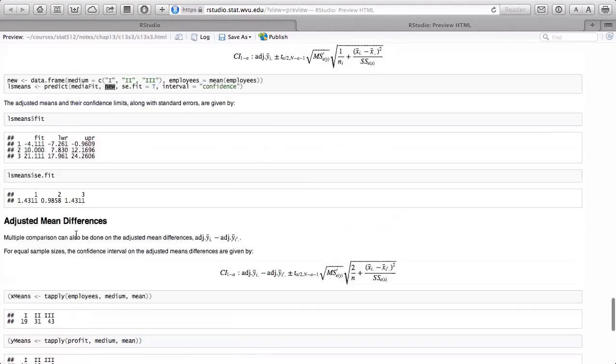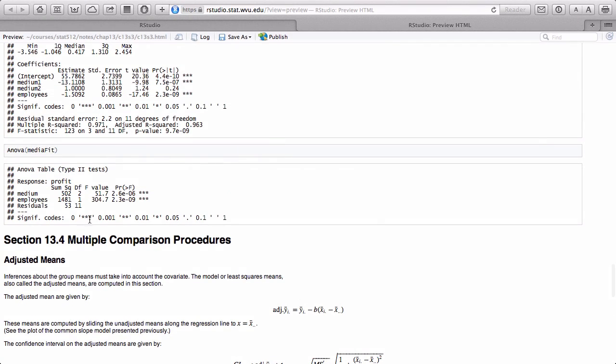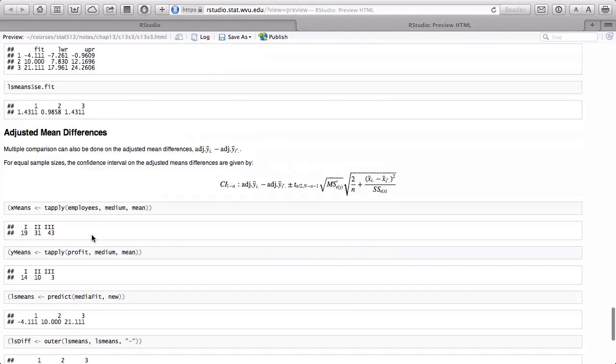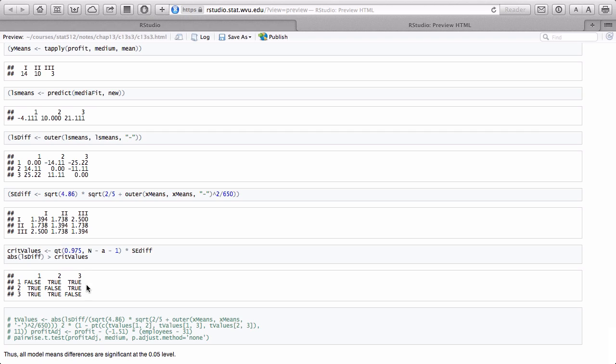Now that's the mean square, so where would that be? Yeah, if I divide 53 by 11, I should get 4.86. That would be the mean square. In other words, this is the common slope model. And so if I take 53 minus 11, divided by 11, I'll get the mean square. So that's where the mean square comes from. So I can get all these pieces.